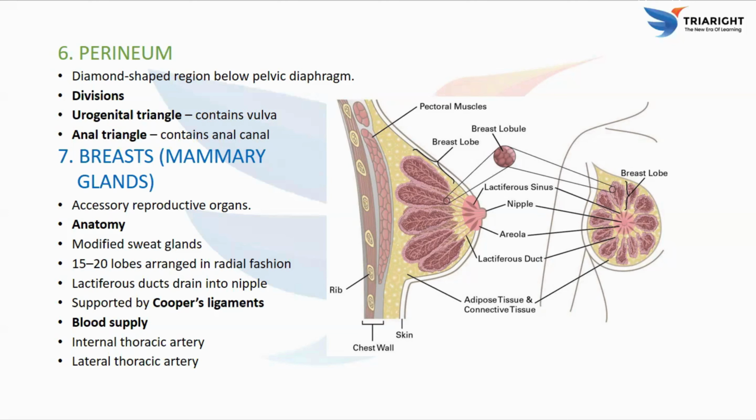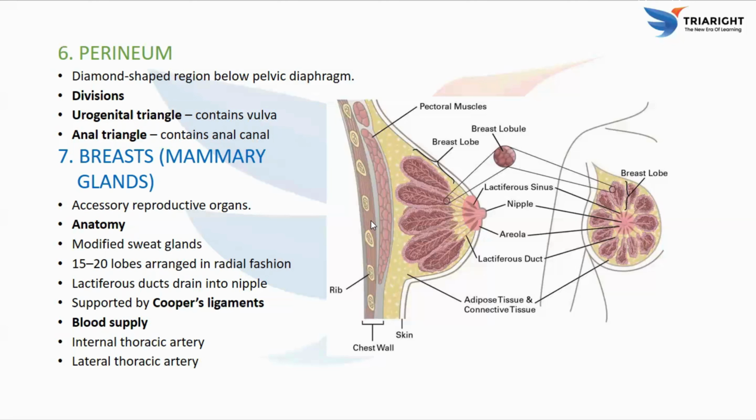The perineum is divided into two triangles: the urogenital triangle, which is the front part, and the anal triangle, which is the back part. The urogenital triangle contains the vulva, involving both labia, clitoris, vaginal opening, urethral opening, hymen, everything. In females, this area is involved in urination, sexual function, and childbirth. Coming to the anal triangle, it contains the anal canal and anus. It is important for defecation and continence. So this is about the perineum.